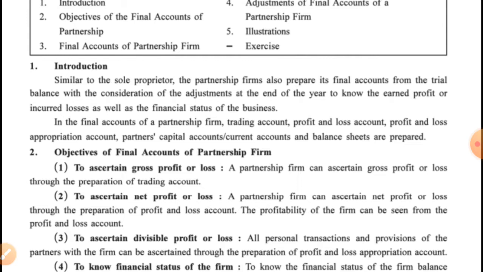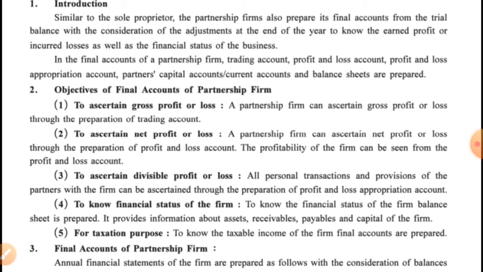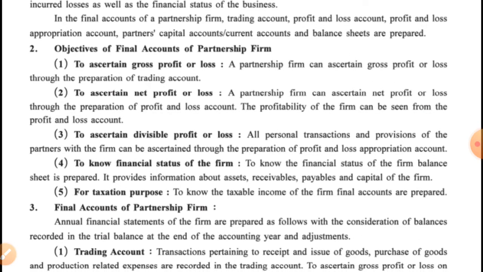preparing the trading account. Then afterwards, to ascertain net profit or loss, same as in sole proprietorship firm, we are preparing P&L account, profit and loss account. In the same way, in partnership firm also we will be preparing profit and loss account to know the net profit or loss. Next one, to ascertain divisible profit or loss.